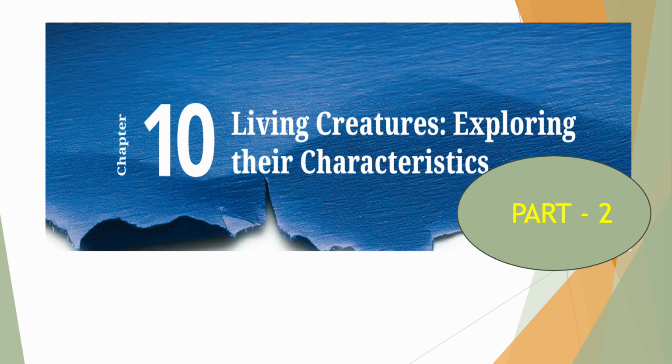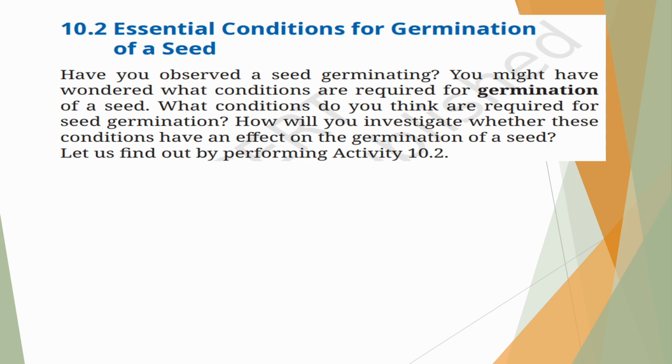Today we will see NCERT Class 6 Science Chapter 10, Living Creatures: Exploring Their Characteristics, Part 2. Essential Conditions for Germination of a Seed. What do you mean by germination? Germination is a process by which a seed grows into a seedling.